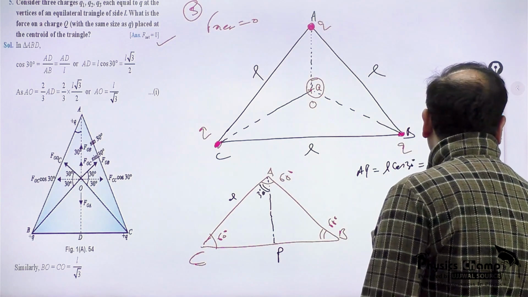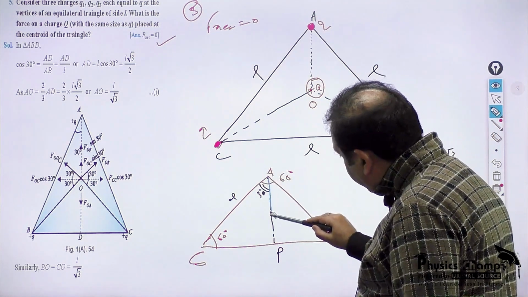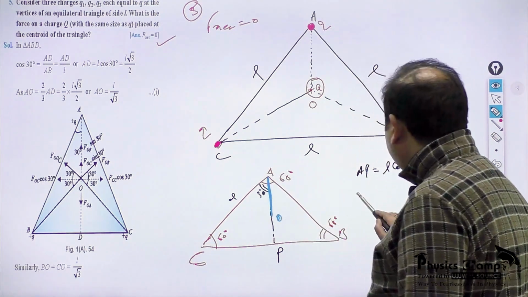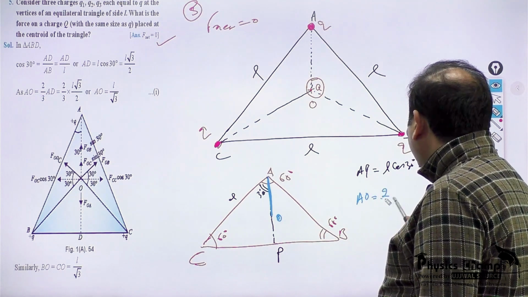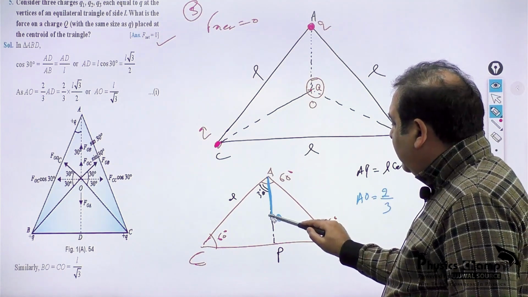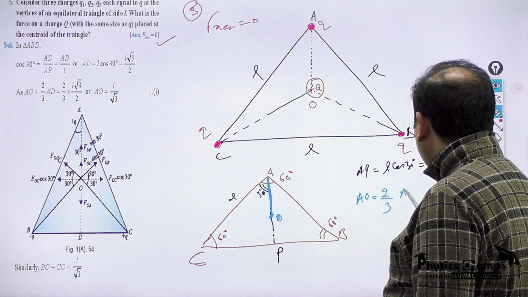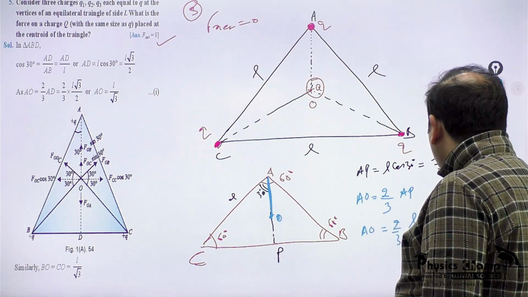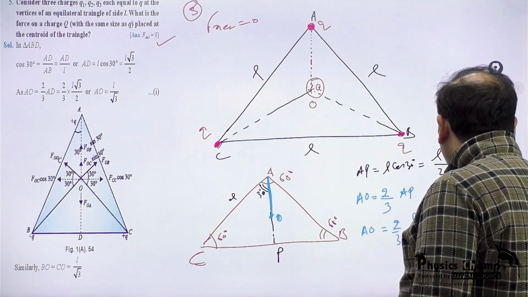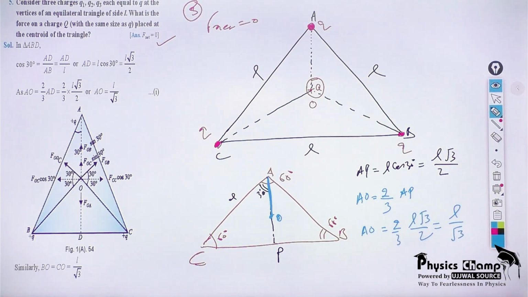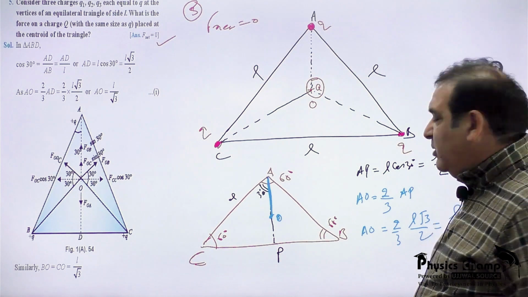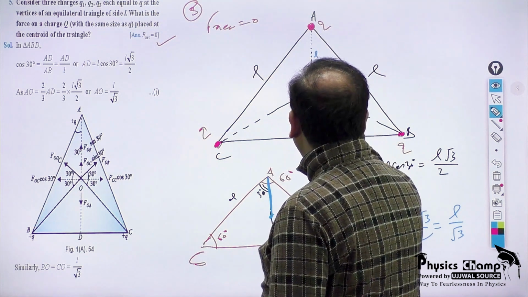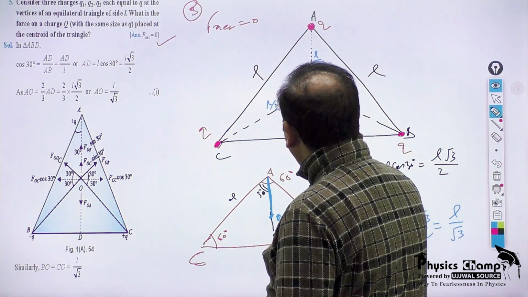But if I am asking about the centroid, the distance A to O, this distance AO will be 2 by 3 of AP. So AO will be 2 by 3 of L root 3 by 2, so it is L by root 3. One conclusion we have drawn, this is just a reminder to you, you must have done it earlier: the distance of the centroid from every vertex will be L by root 3.